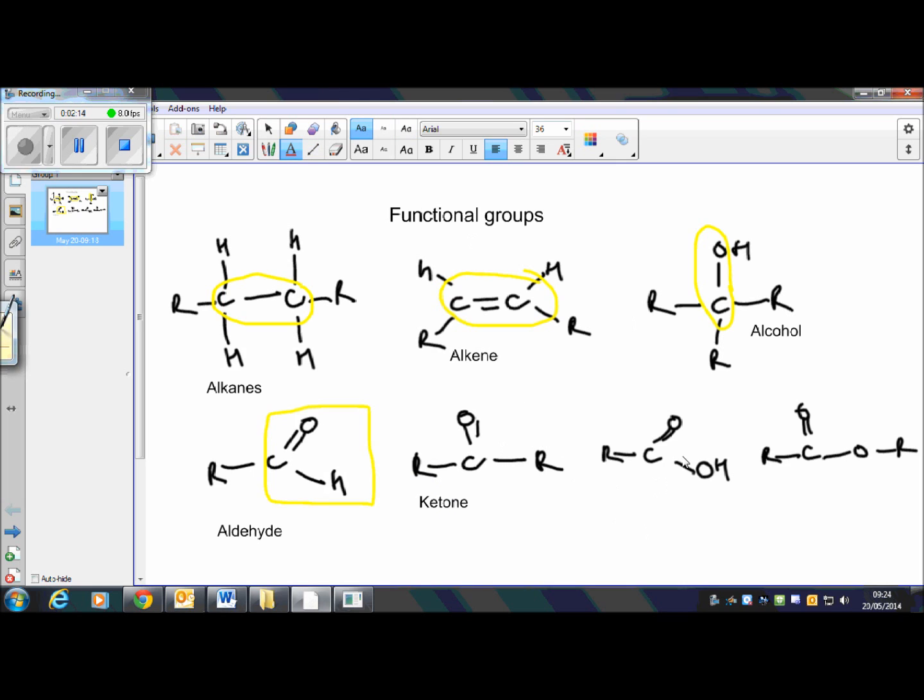Next one, we've got a carboxylic acid. That contains an OH group. Again, exactly like the alcohol group, that O must be attached to the carbon. If it's not, you could lose marks again. So this is a carboxylic acid.